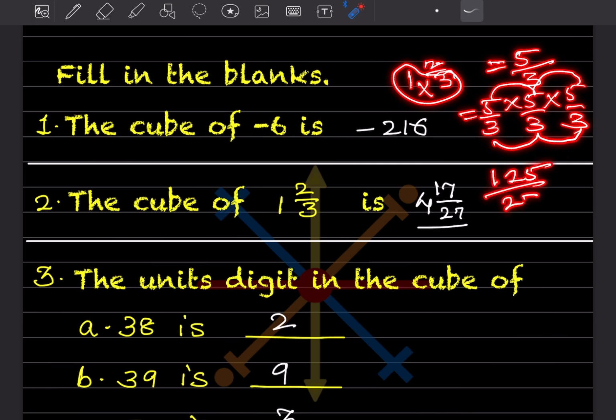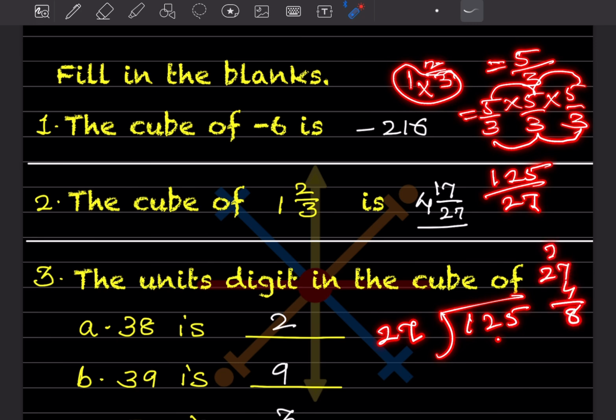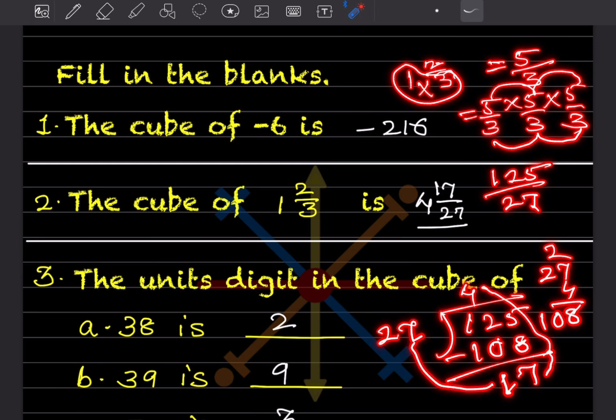So now you can see this is an improper one. So 125 divided by 27. Now we can see here 27 times 4, that is going to be 108, because if you take 27 times 5, that is going to be a bigger number. So here the remainder is going to be 17. So what we can write here: 4 integer 17 by 27 is the answer.